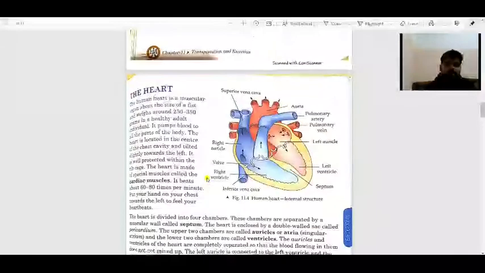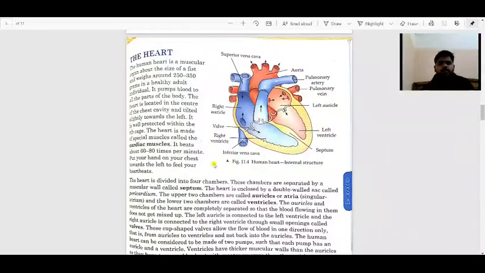Now moving on to the most complex part of your circulatory system, your heart, right? As far as the heart is concerned, we know that it is a muscular organ. It is made up of a specific type of muscle called cardiac muscle, right? And you know that your heart beats around 60 to 80 times per minute. If you just keep your hand on your chest, you can feel the heartbeat, right? It's around 60 to 80.